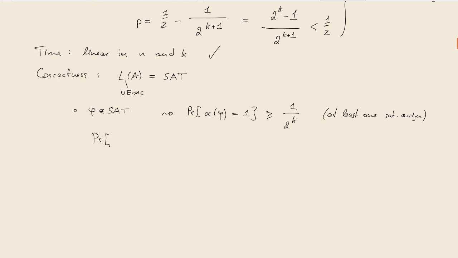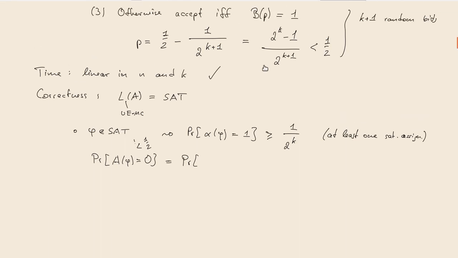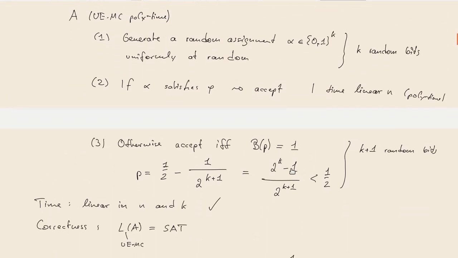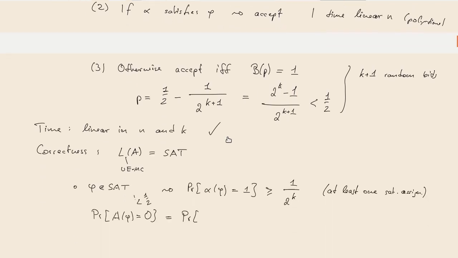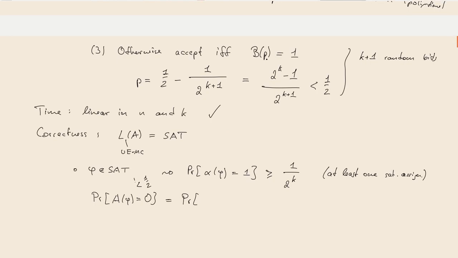Now let's compute the probability that the algorithm rejects the formula, claims that it is not satisfiable despite the fact that it actually is. And we'll have to show that this is less than 1/2, because this is what unbounded error Monte Carlo says. The correct answer must be given with probability strictly greater than 1/2. So the probability to answer the wrong way must be bounded by something less than 1/2. Now the algorithm answers with 0 in exactly the case that step 2 does not accept, and step 3 has a coin flip of 0.